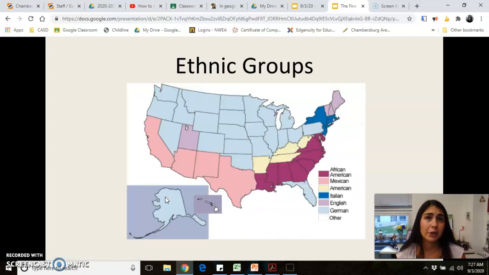And there's also ethnic groups. Ethnic groups are groups that are where your ancestors came from. So for me, on my mother's side, I'm Italian, and on my father's side, I'm Mexican. So my ethnicity, my ethnic groups are Italian and Mexican.